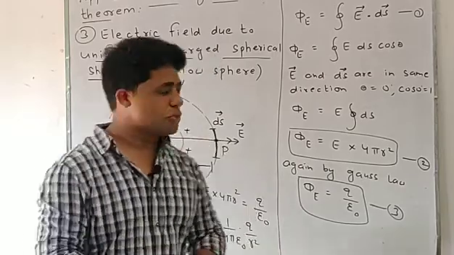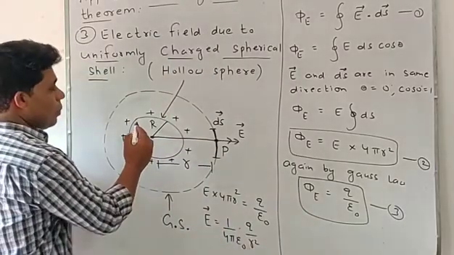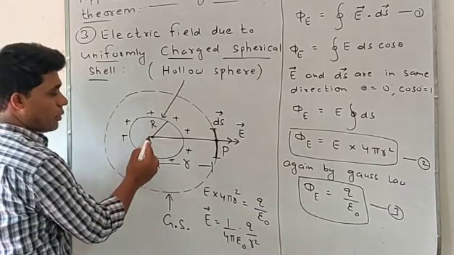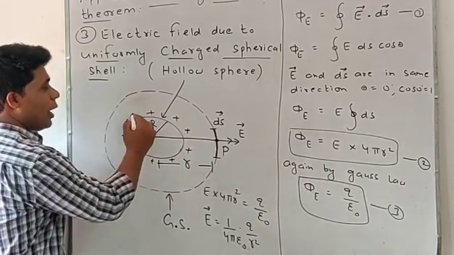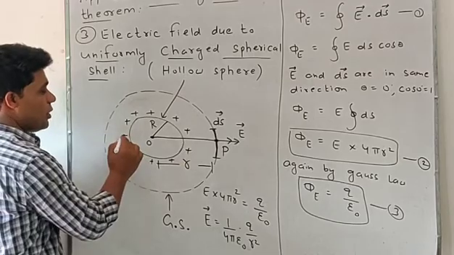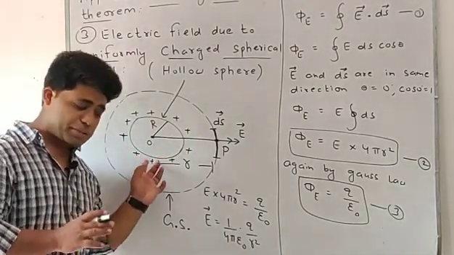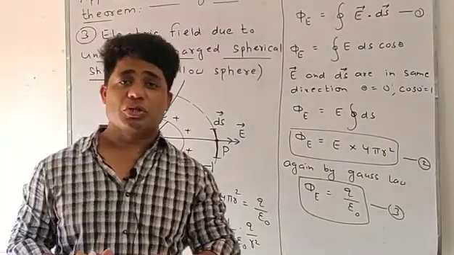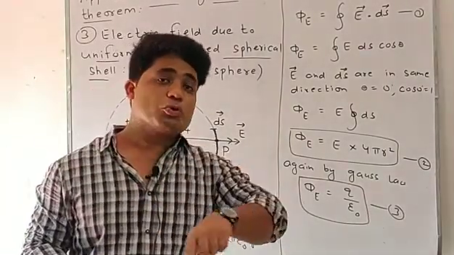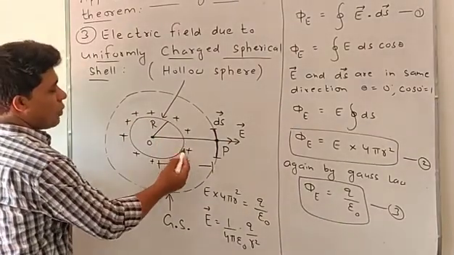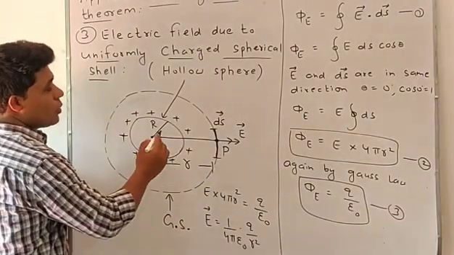So let's start. See students, this is the hollow sphere, having radius capital R, center O, and it is uniformly charged. The property of a hollow sphere is that when you provide charge, all the charge distributes uniformly on its outer surface.